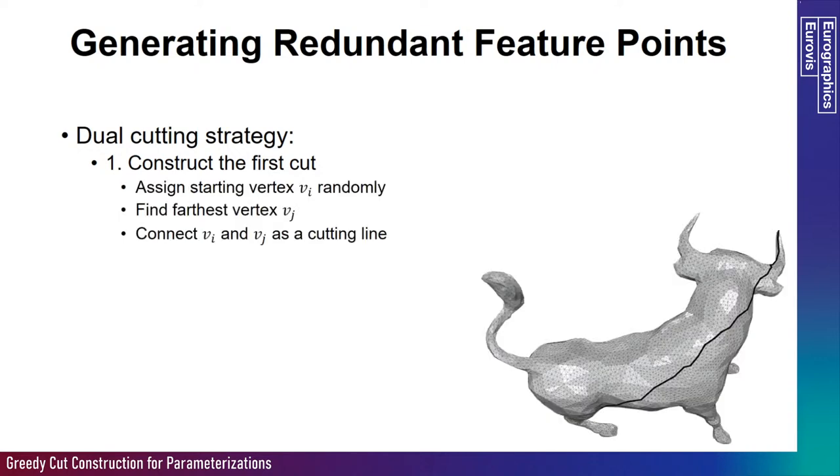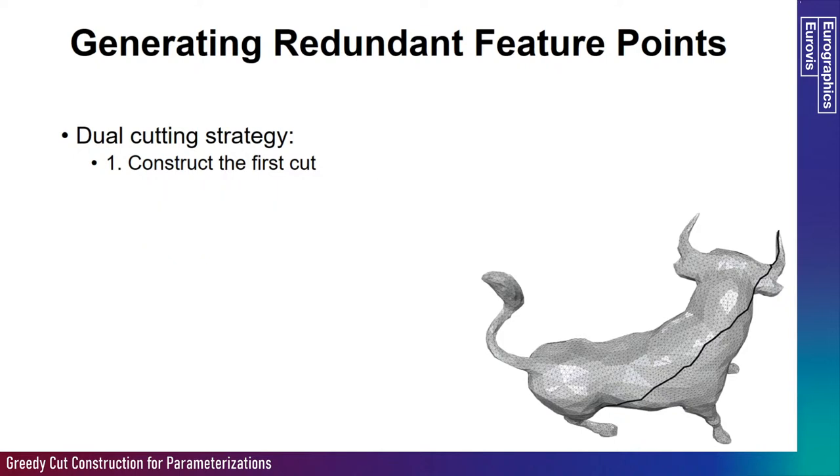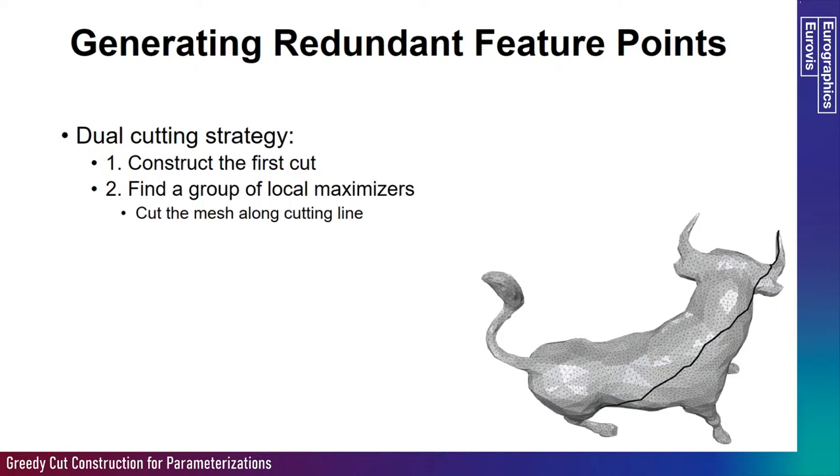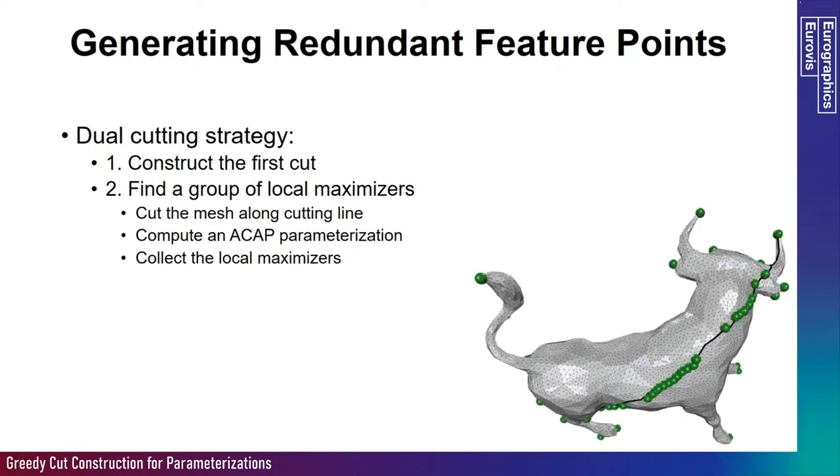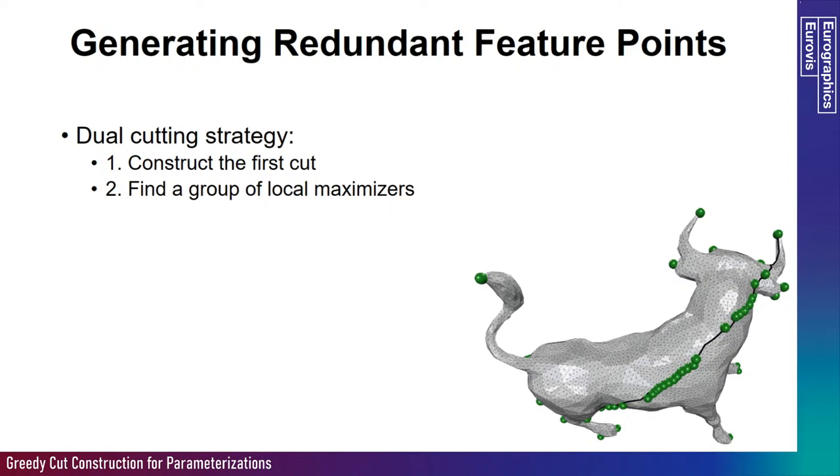First, we randomly find a cut path by choosing a random vertex as a starting vertex and connecting the farthest vertex to this vertex via a shortest path. Then, we cut the input mesh along the first cut into a disk topology and compute an as conformal as possible parameterization. We compute the distortion of the parameterization and connect all the local maximizers. Here, the green points in the figure are local maximizers.